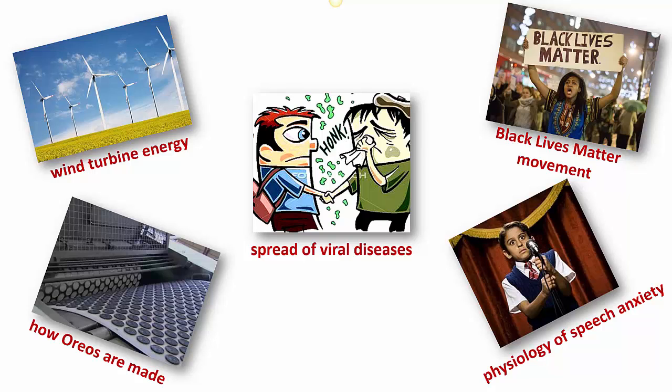The physiology of speech anxiety. If you're nervous giving a public speech, how does that actually work? Why do you have the kinds of feelings that you have in your stomach and in your hands and feet and in your lungs and heart? All of these involve a process of explanation, where we try to explain how something happens or why something happens, usually in a series of steps and cause to effect relationships.